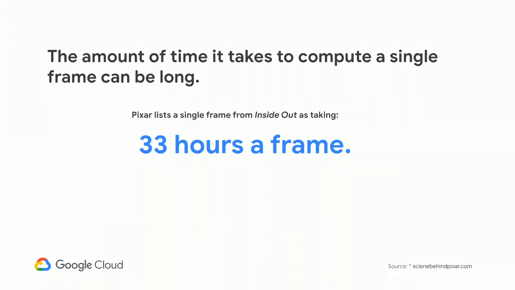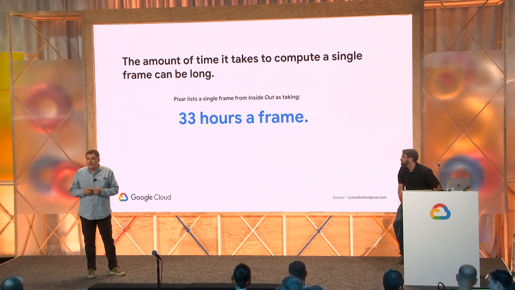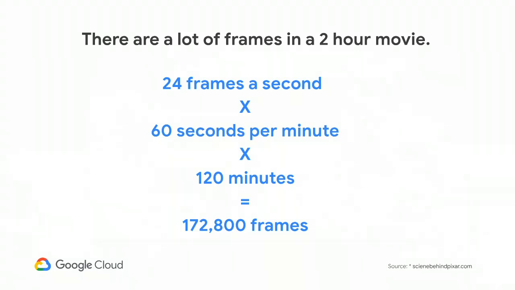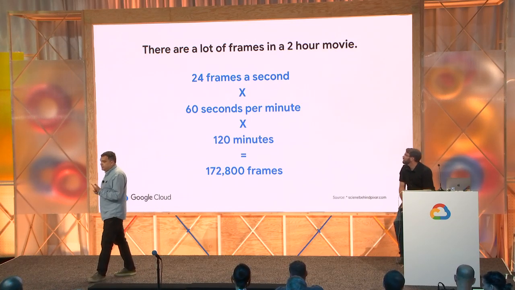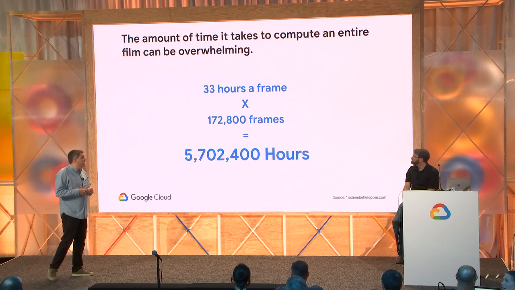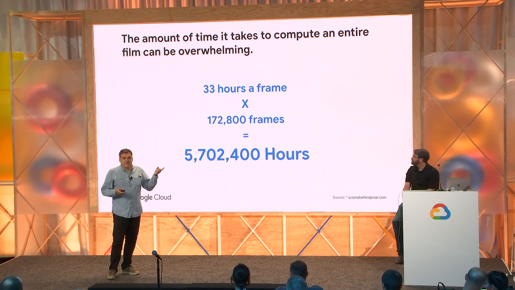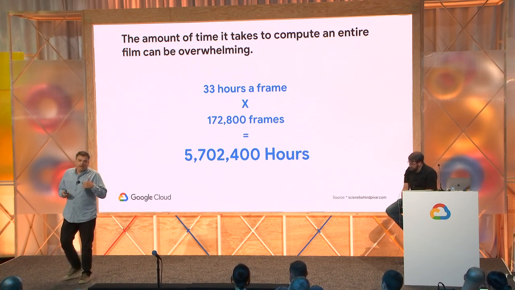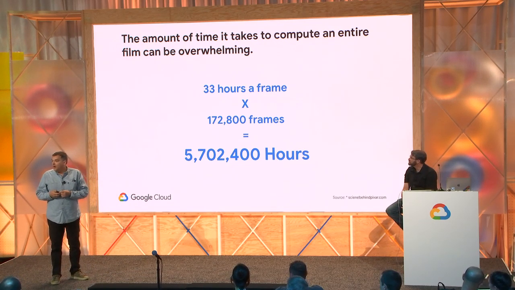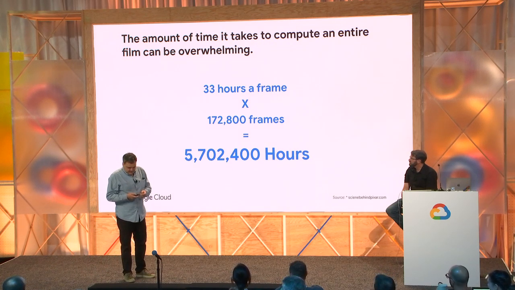A somewhat popular animation studio claims that one of their more recent films took them about 33 hours a frame to render. And when you look at a 2-hour movie, at 24 frames a second, 60 seconds a minute, 120 minutes is about 172,800 frames. That's not only math, but those are large numbers. When you multiply those by how long it takes per frame, you're looking at 5,702,400,000 hours for a single revision of an animated feature. And time equals money. So how do you go about orchestrating these things in a way that's efficient? That's what we're here to talk to you about today.